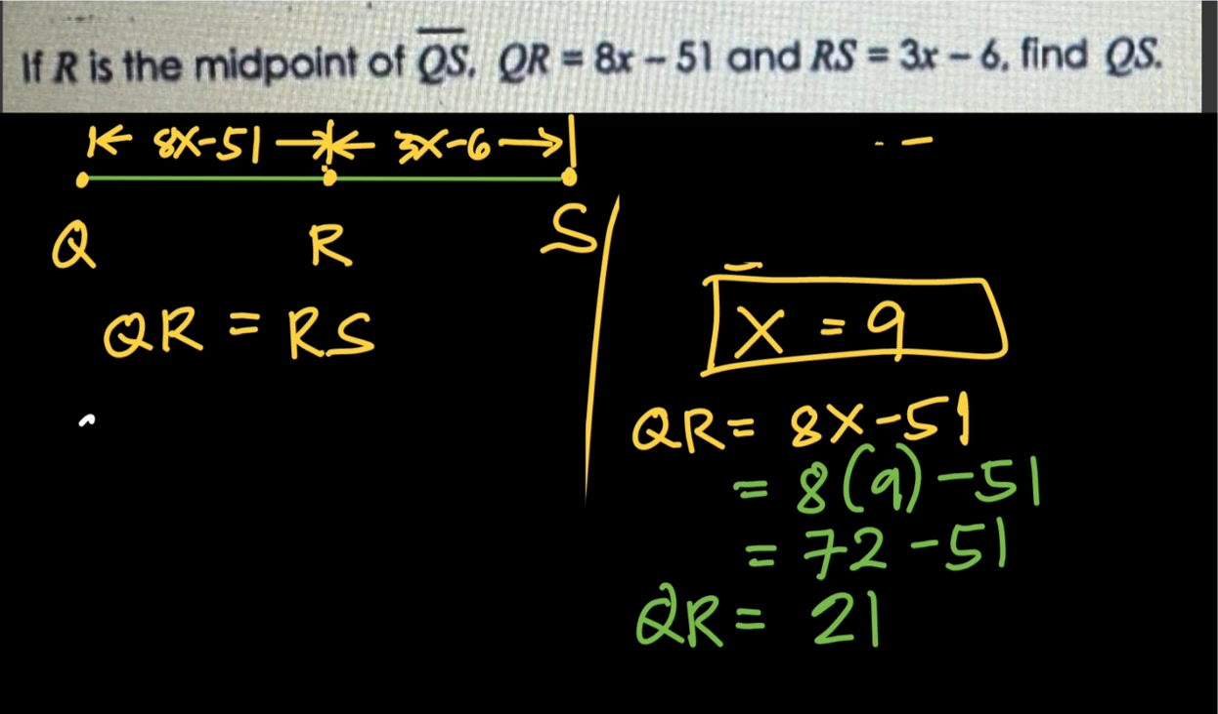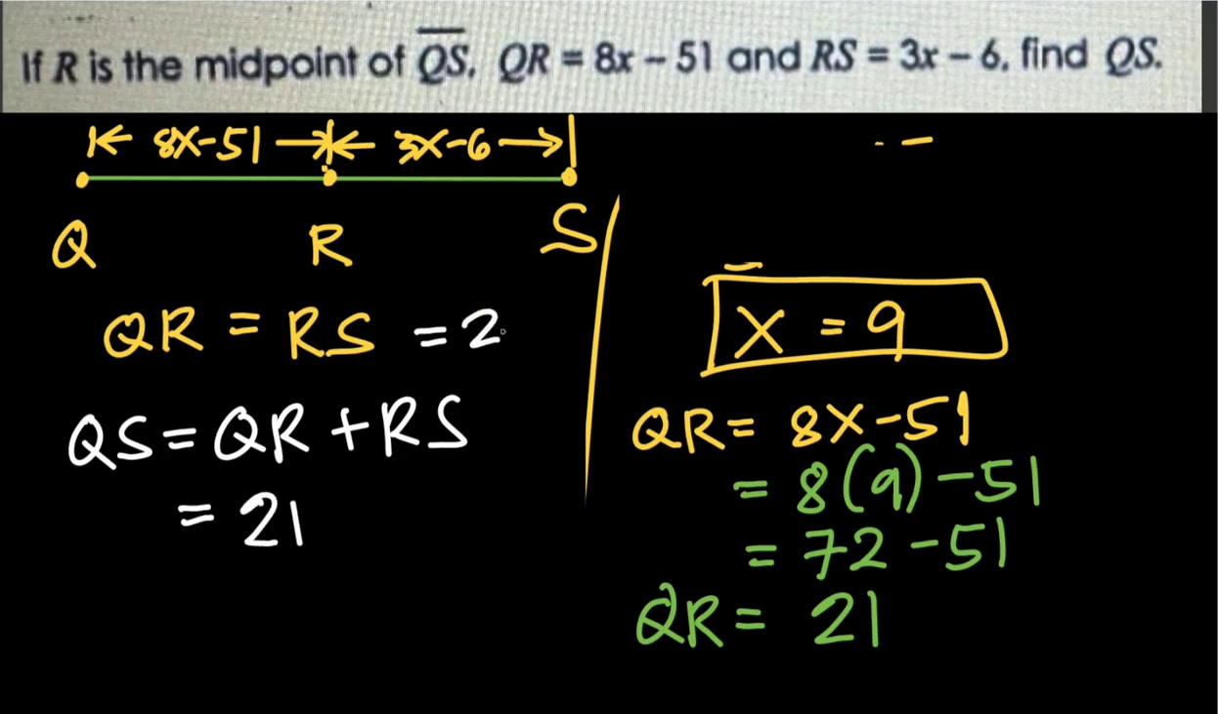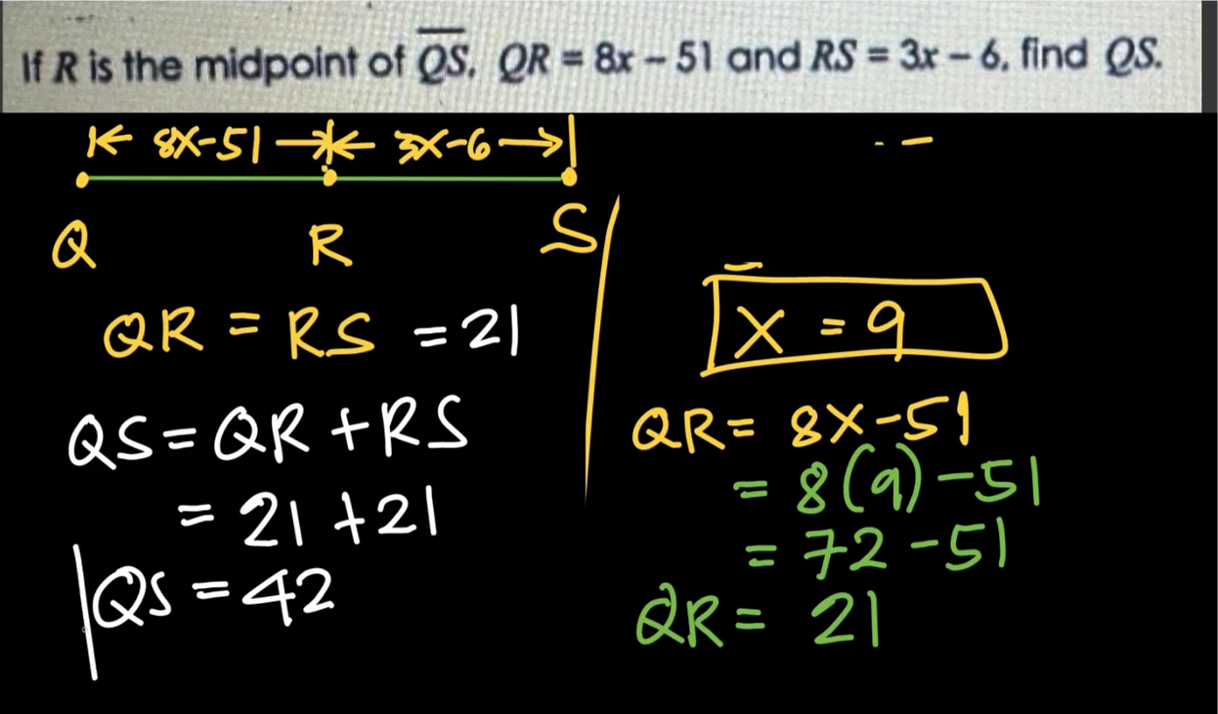Okay. Since QS is equal to QR plus RS, and QR is just equal to RS, they're both equal to 21. So this is just 21 plus 21. Therefore, QS is equal to 42. Now let's solve another problem.